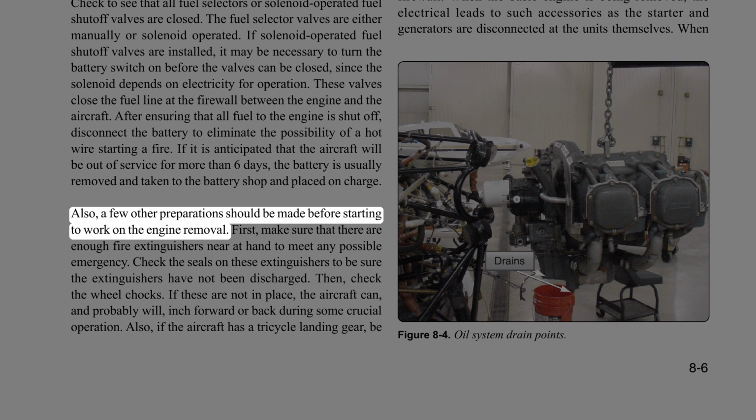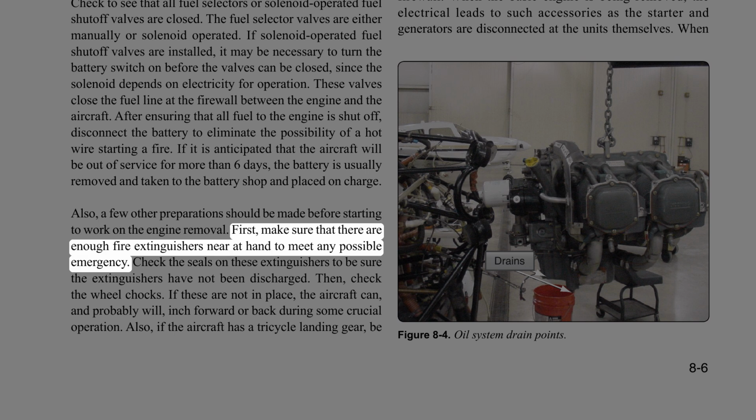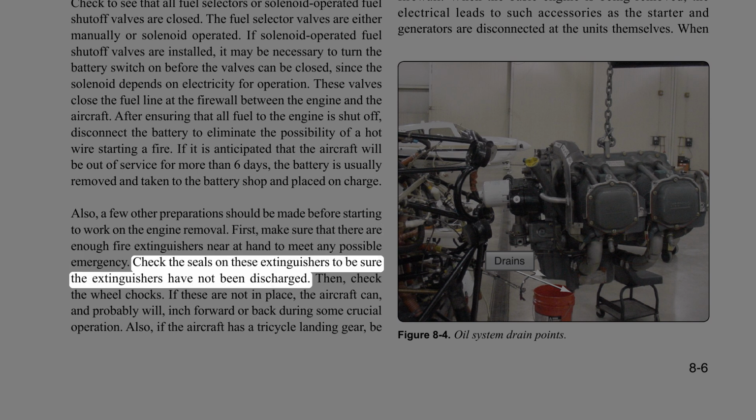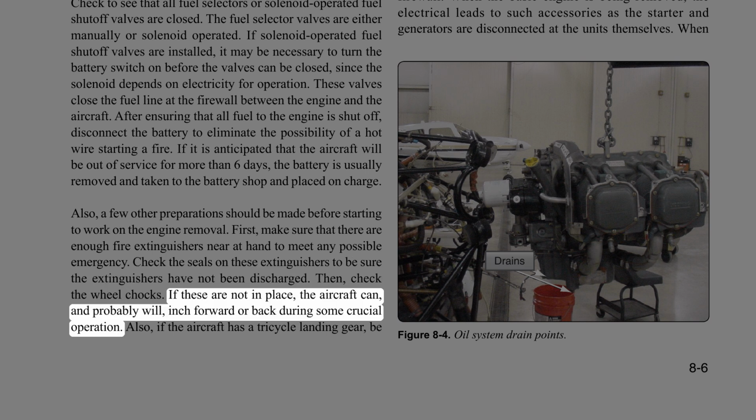Also, a few other preparations should be made before starting to work on the engine removal. First, make sure that there are enough fire extinguishers near at hand to meet any possible emergency. Check the seals on these extinguishers to be sure the extinguishers have not been discharged. Then, check the wheel chocks. If these are not in place, the aircraft can, and probably will, inch forward or back during some crucial operation.